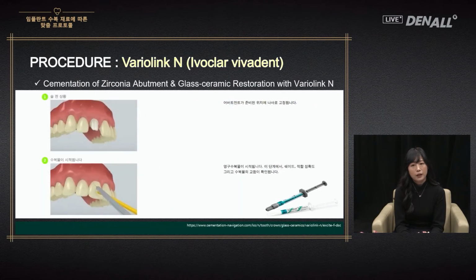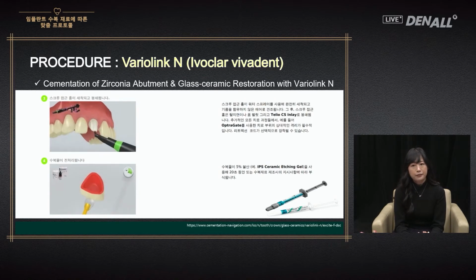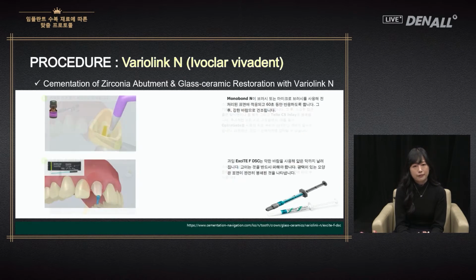Abutment was placed, restoration was tried in, aesthetics, fit, and occlusion were evaluated. Abutment was cleaned and sealed, and 5% hydrofluoric acid etching was done on the internal surface. On the restoration, apply Monobond N, and on abutment, Monobond N, and Excite DSC is used for sealing and bonding.